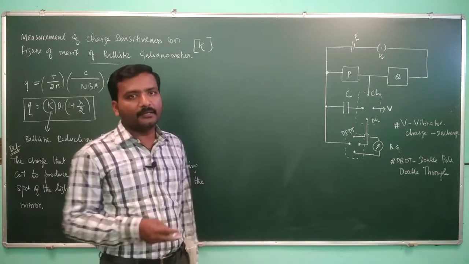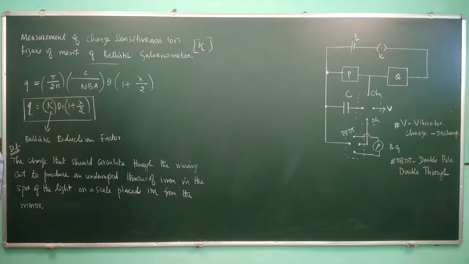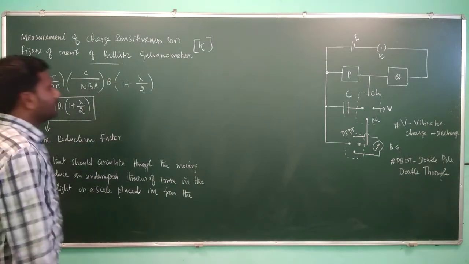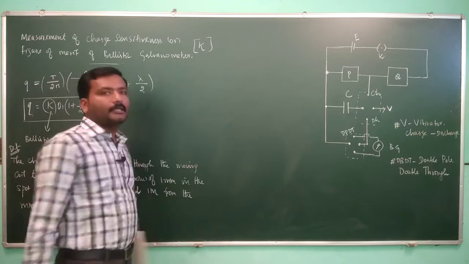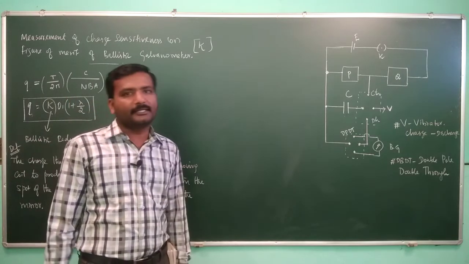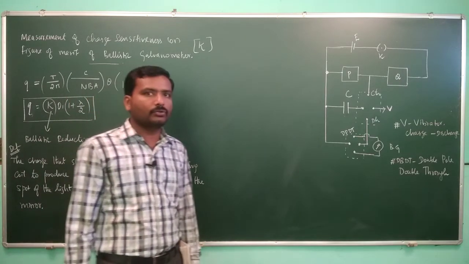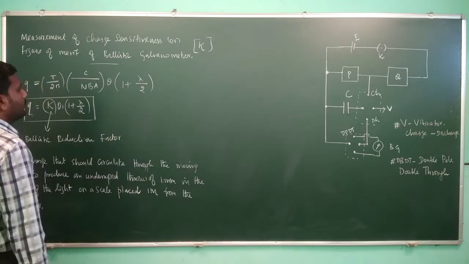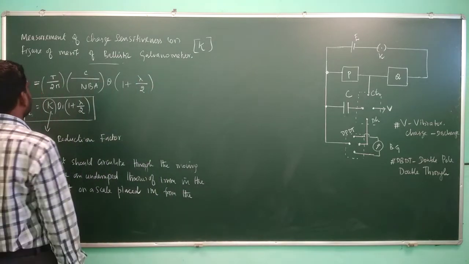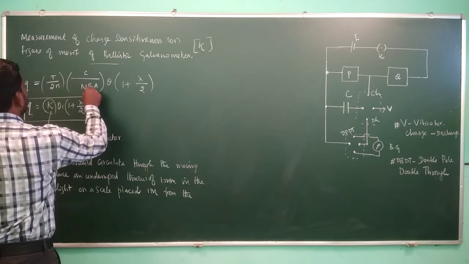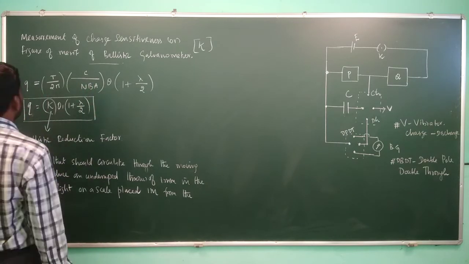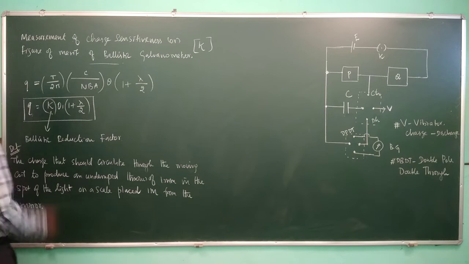We will get a theta, and we can substitute that theta here, and we can calculate the lambda by measuring the first throw and the 11th throw. From that we can calculate lambda, and the other things: C, N, B, A. C is the current, N is the number of turns of the coil, B is the magnetic induction, A is the area of the coil, T is the period of oscillation of the coil, and pi is the constant 3.142.